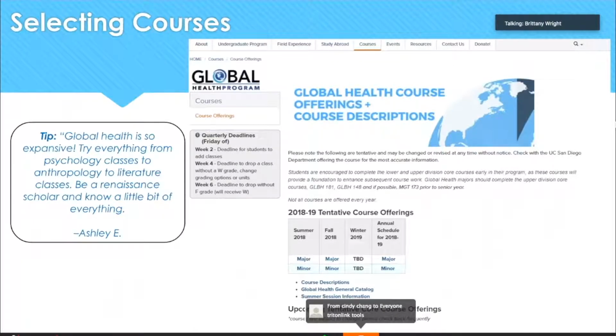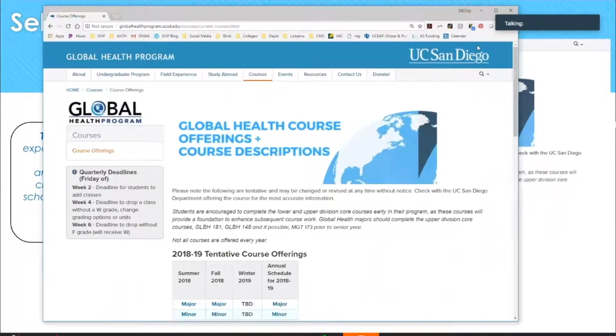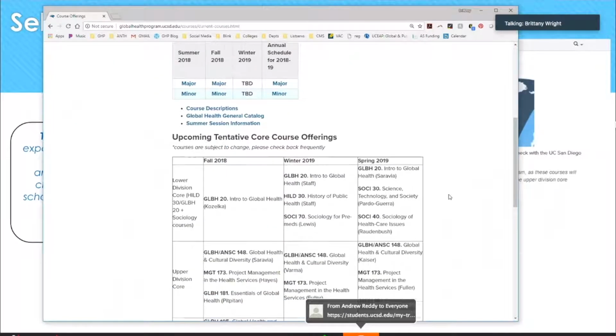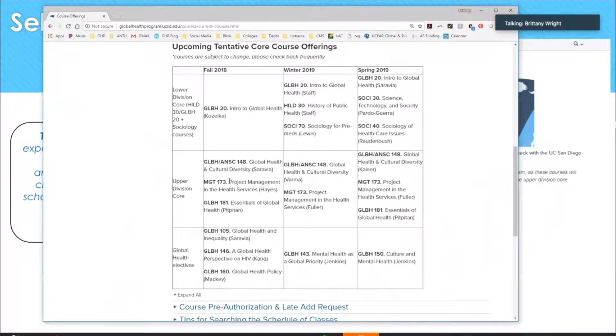So if you go onto the Global Health website here and you click on courses, you can see here that we have these documents here. So you'll be looking at fall to plan out your fall courses, or you can look at the annual schedule. And also for those core courses like Global Health 20 or Global Health 148, this is where you can see those core course offerings. So there's plenty of electives offered every quarter. You just want to make sure you're getting those core courses in as well. So for Global Health 20, that's offered in fall. If that's filled up, plan to take it in winter or spring.